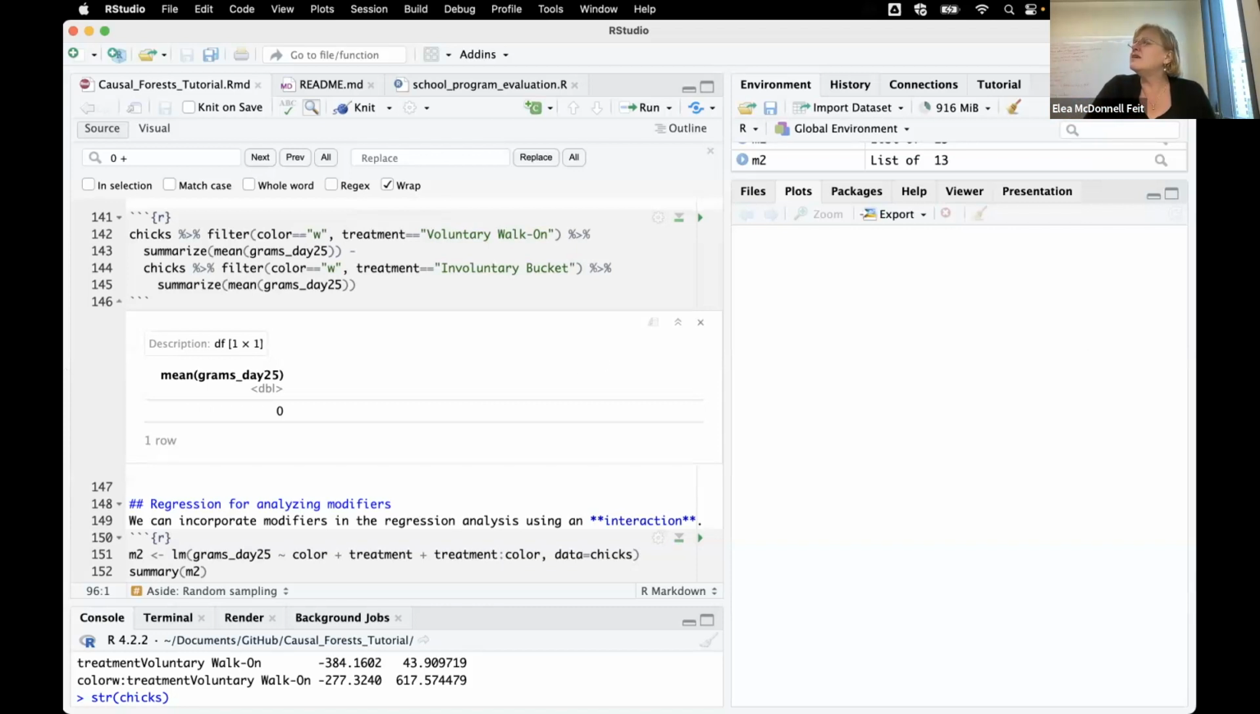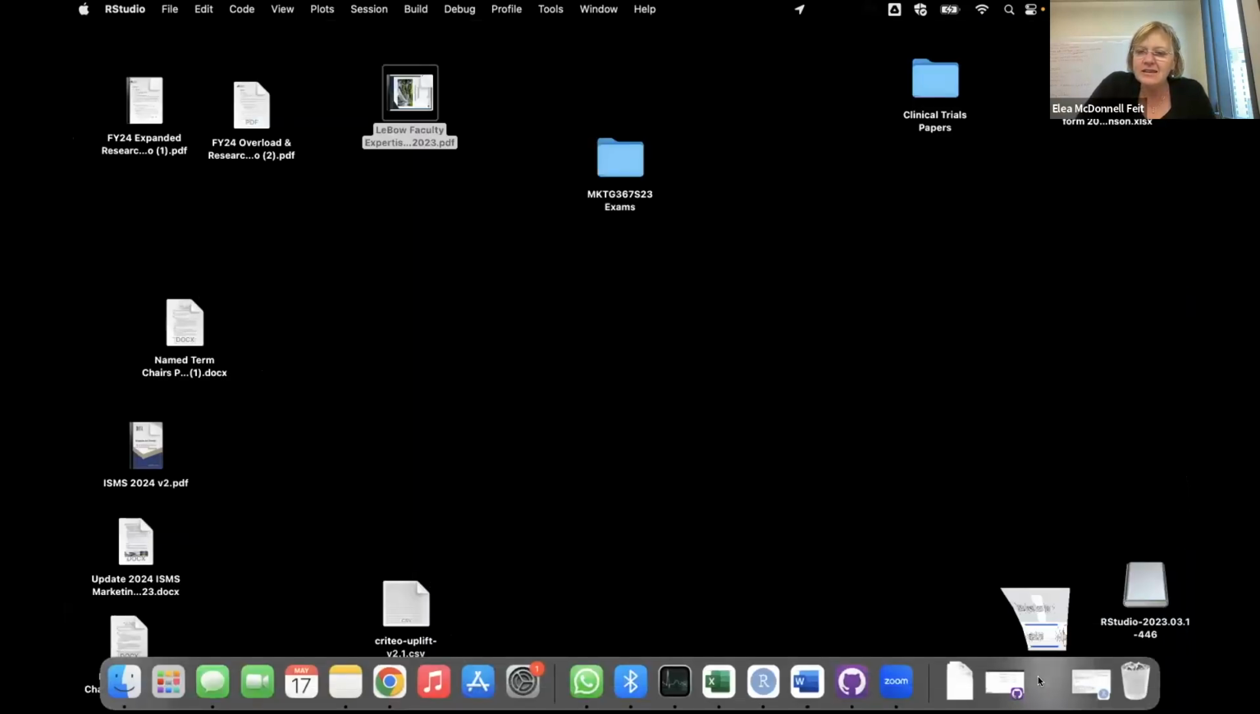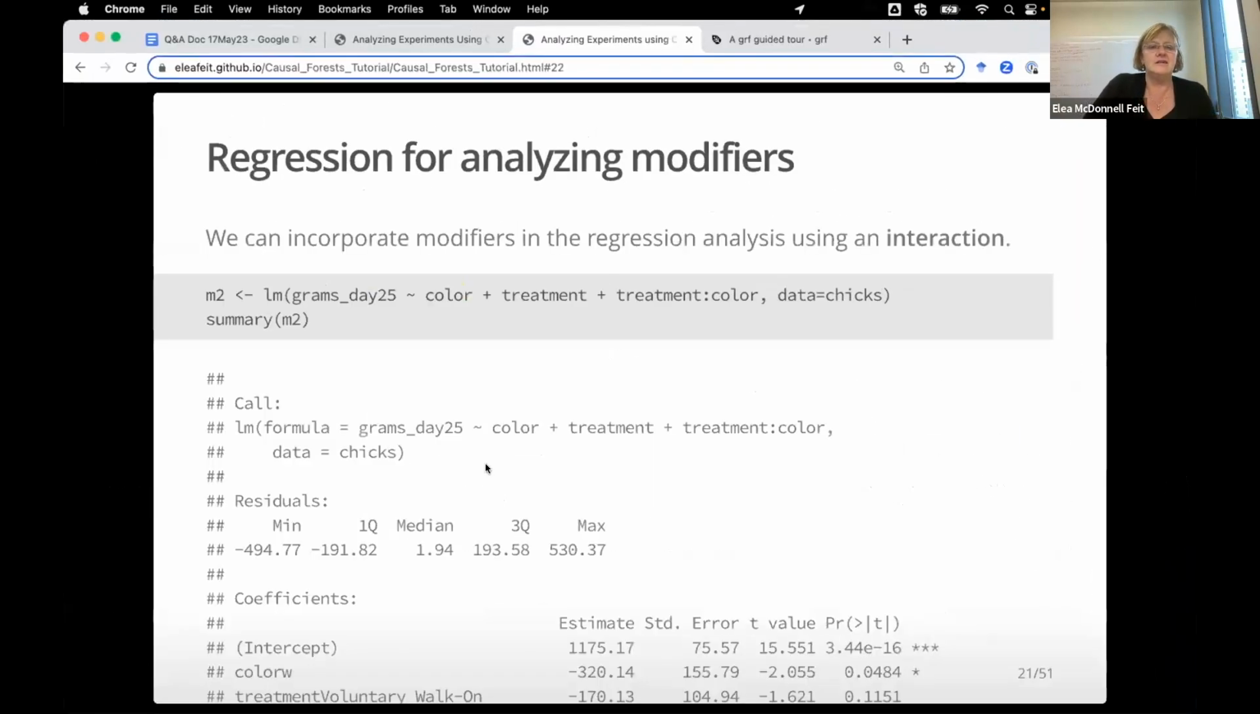I see way back there, there's a question: what is the difference between causal forest and normal linear regression based causal inference? I am about to get to that. So we're finally going to get to the causal forest part of things. All right, let's go back to the slides.